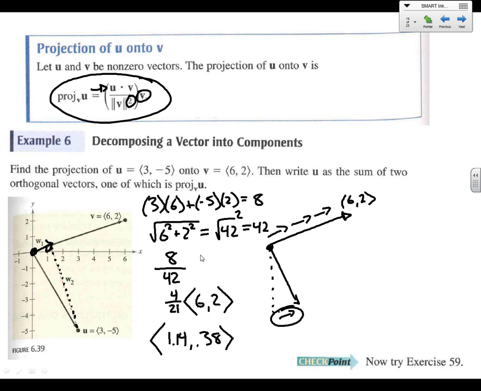So if your friend who is helping you pull this moved in the same line as you, he would have helped you pull that rope that far to the right and that far up. Even though he was pulling 3 and negative 5, if we rearranged him and just got the force that's going in that direction, it would be this much. That's the projection, the piece that lies parallel.